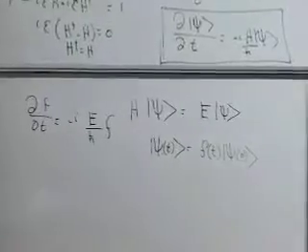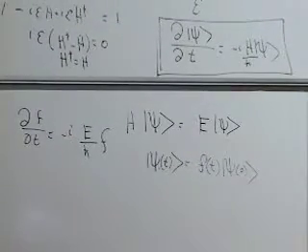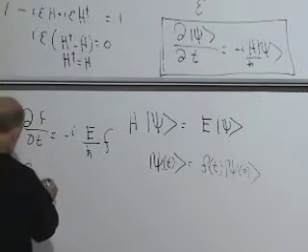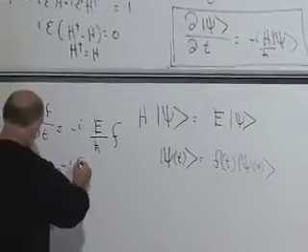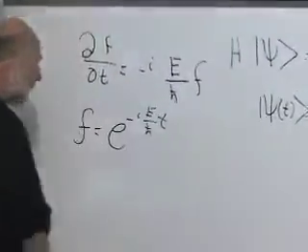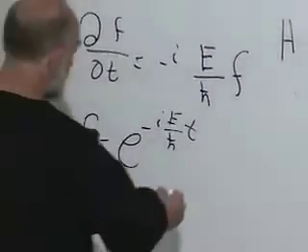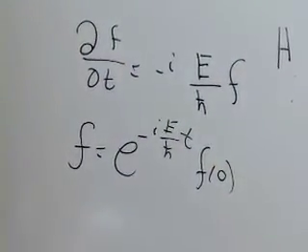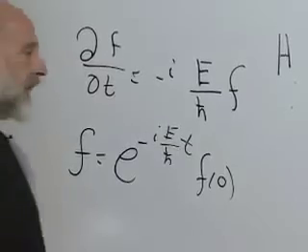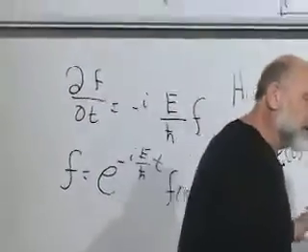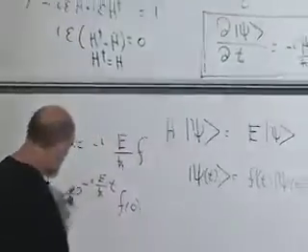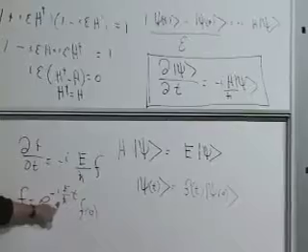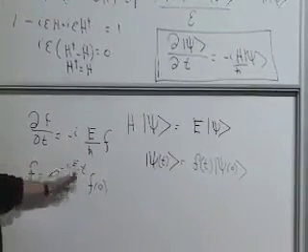You know how to solve this? The solution of an equation like this is just that f goes like e to the minus i E over h bar t times f of 0. So what it says is if you start with an eigenvector of the energy, or eigenvector of the Hamiltonian, then it evolves with time just by multiplying by a time-dependent phase. That's all that happens. Okay?